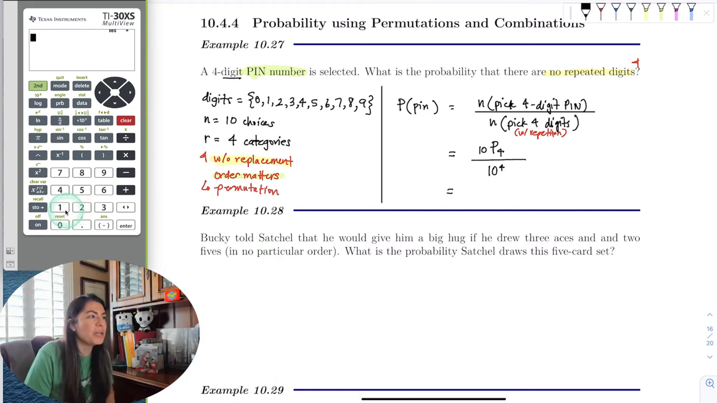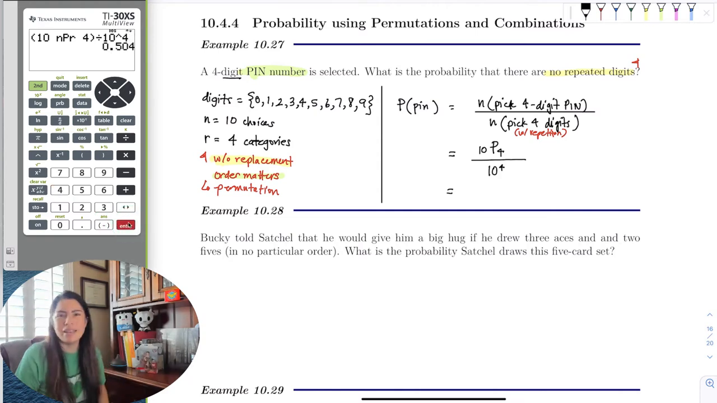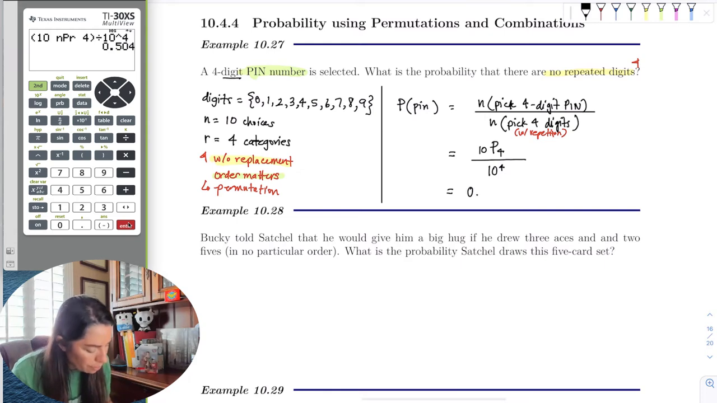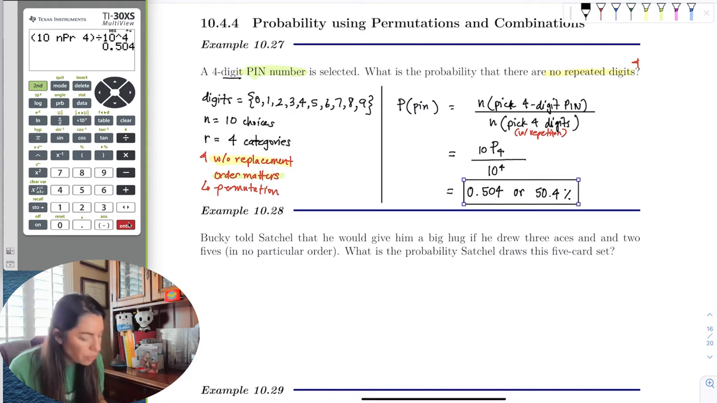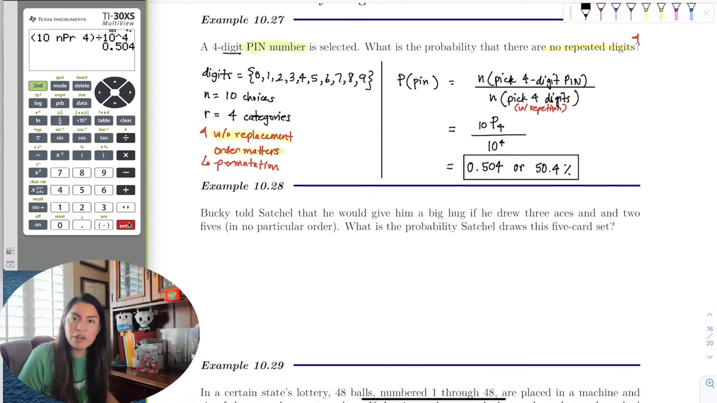I did the hardest part, so I'm not going to think about it. I'm going to put a parenthesis, put a 10, and use my calculator for permutation, and then divide by 10 to the fourth. Notice I'm not going to do all that arithmetic by myself. I'm just going to use the calculator. And I have 0.504, or 50.4%. So there's a 50.4% chance that you can pick a four-digit PIN with no repeated digits. So think about your ATM digit code. Are there repeated digits?